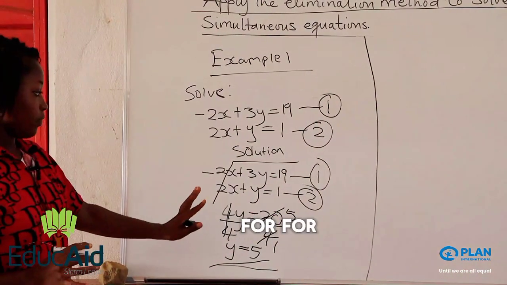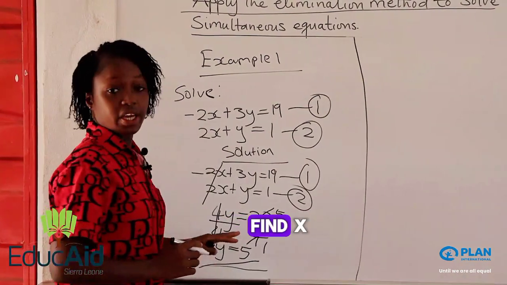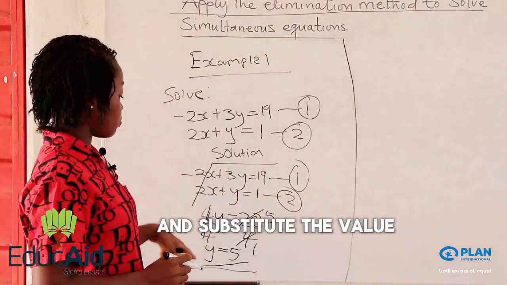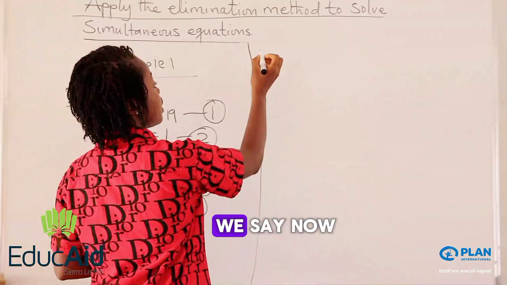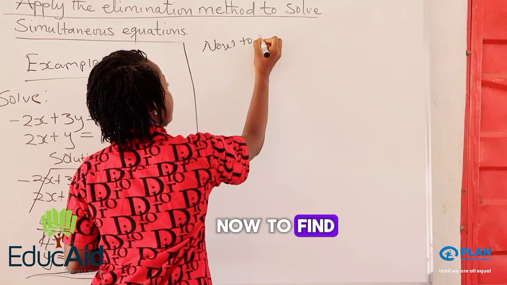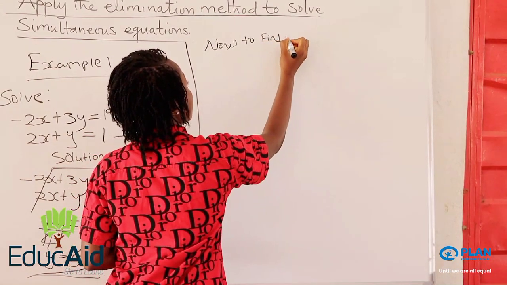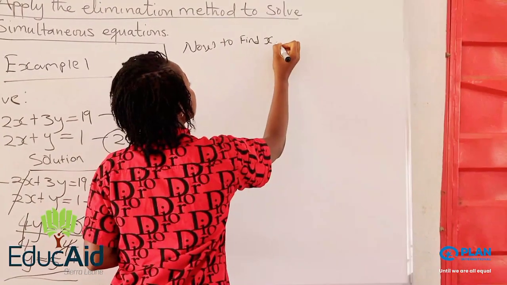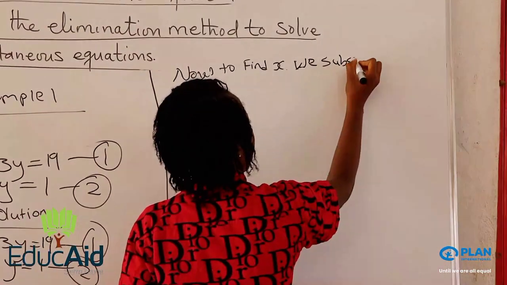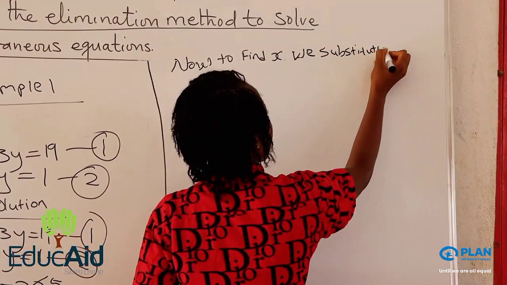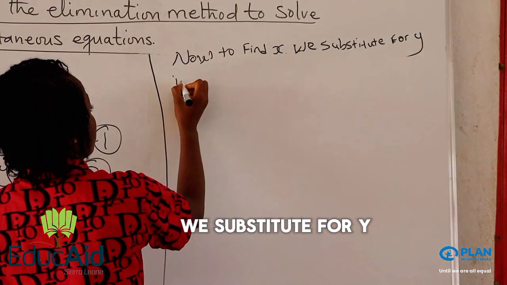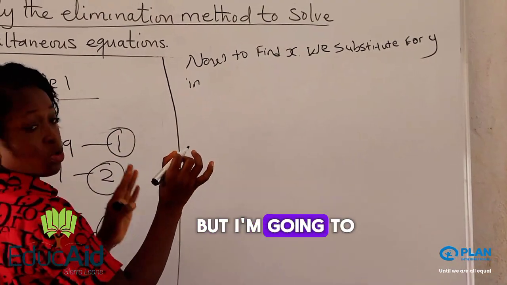So now we have solved for y. So now we want to find x. In order for us to find x, we need to use one of these equations and substitute the value of y into it. So we say now, to find x, we substitute 5 for y into any of these equations, but I'm going to use equation 2.